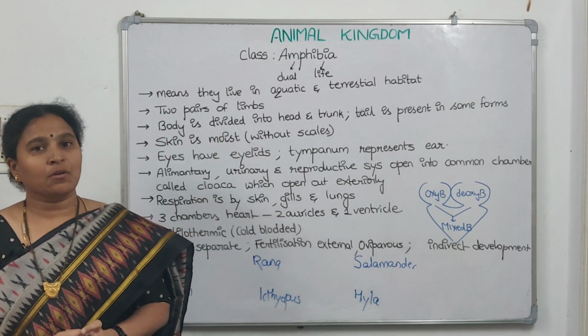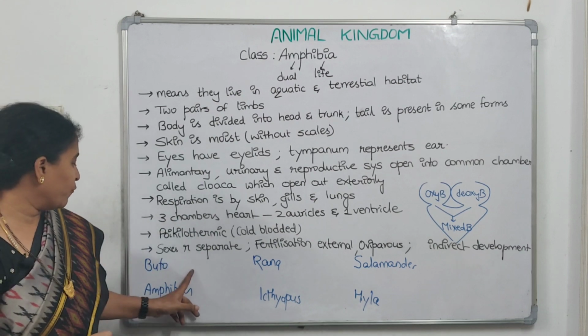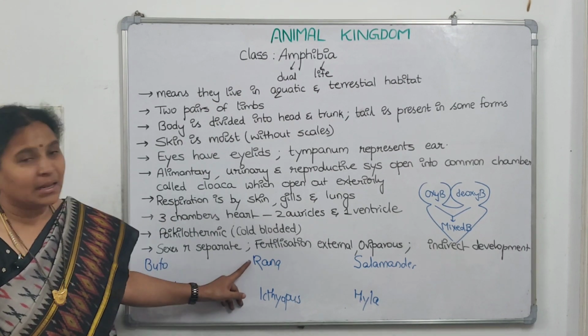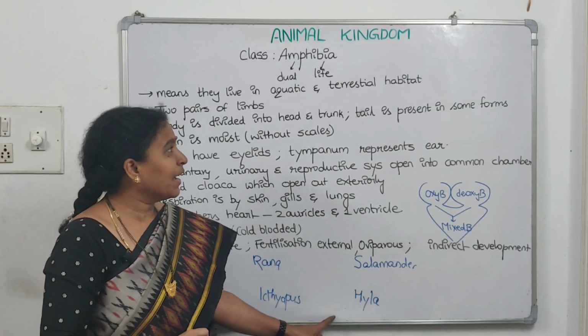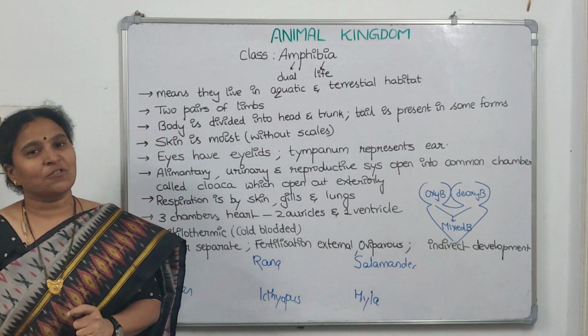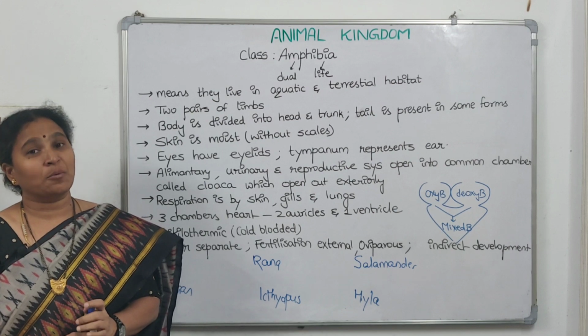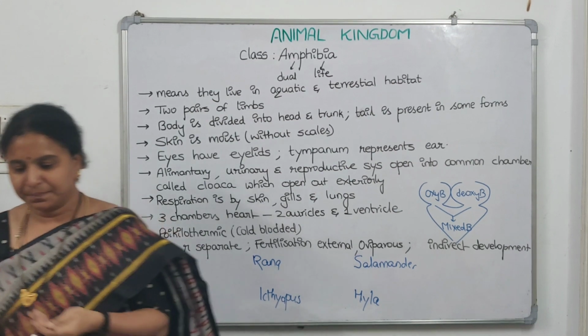So for amphibians, the code we made is barish: B for Bufo, A for Amphibia class, R for Rana, I for Ichthyophis, S for Salamandra, and H for Hyla. So these are the characteristics of amphibians. Take a screenshot. Then we will talk about the next class called Reptilia.